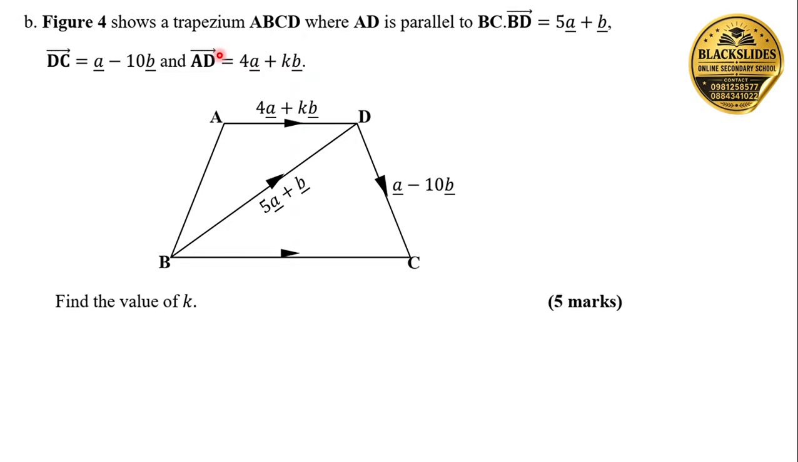Figure 4 shows a trapezium ABCD where AD is parallel to BC. And we are told that BD is 5a plus b, while DC is a minus 10b, and AD is 4a plus kb. Using this, calculate or find the value of k.